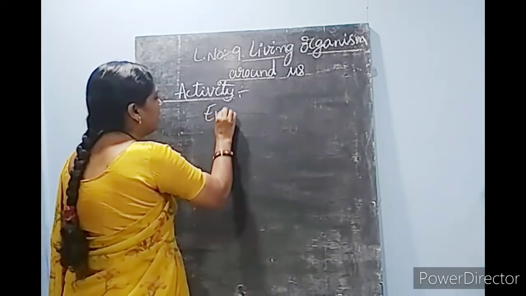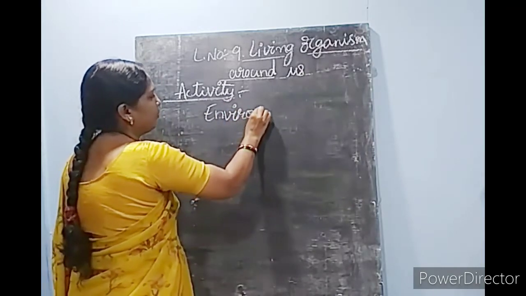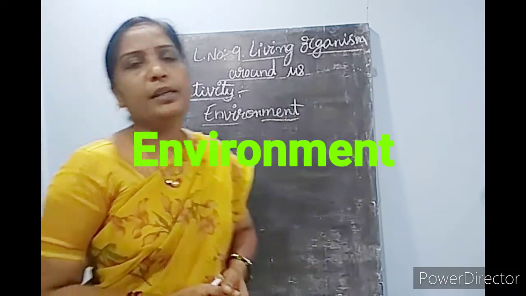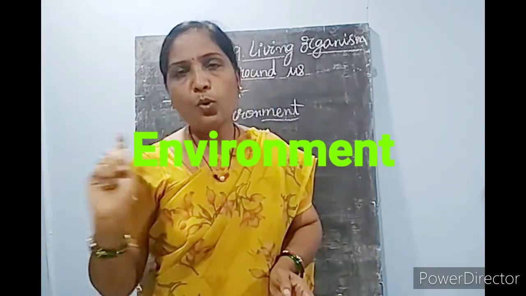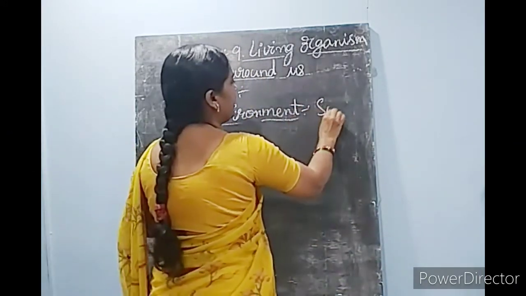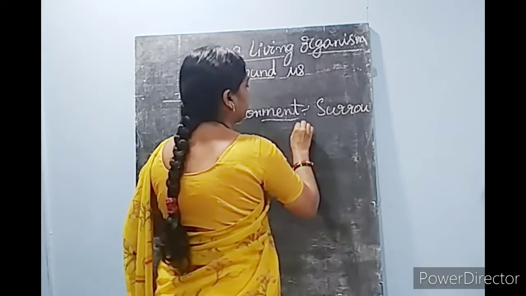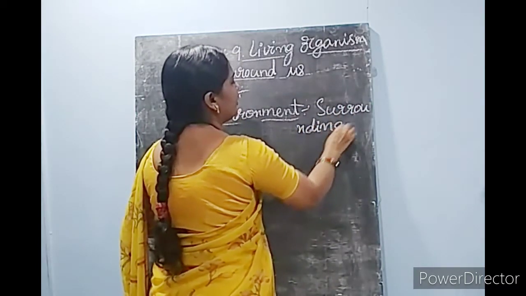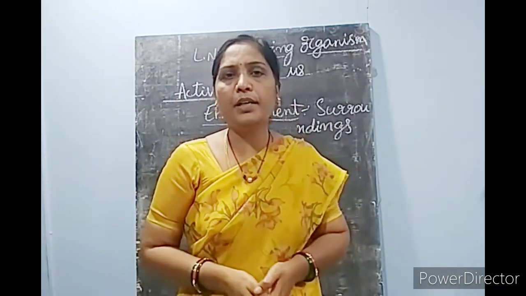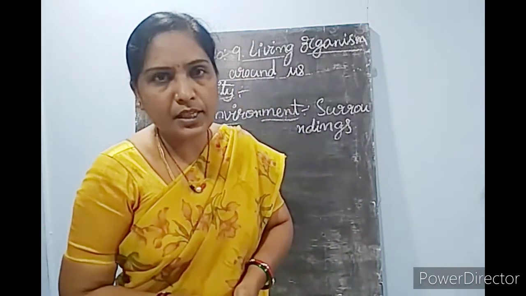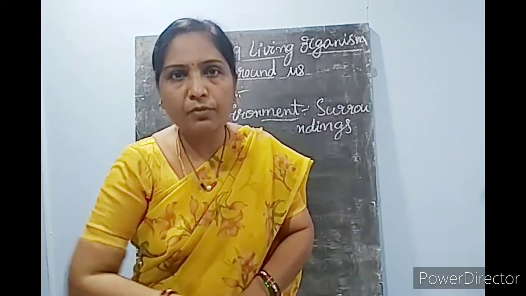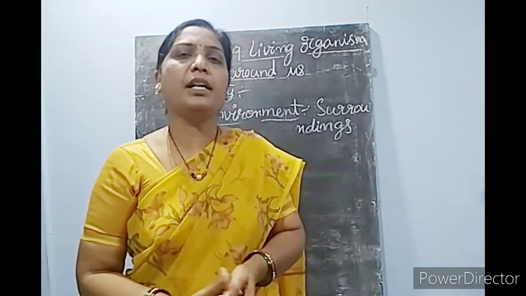Now we will see the meaning of environment. What is the meaning of environment? The environment is nothing but the surroundings around you. Based on these surroundings only, a special type of organisms can live in your environment. In very hot regions, another type of organisms will live. In cool regions, some different organisms can live.